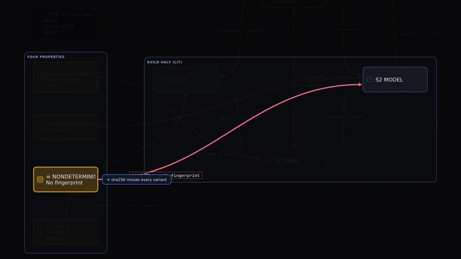Non-determinism. Same prompt, different output. Signature and hash-based defenses, the workhorse of classic security, assume a fixed fingerprint. AI doesn't have one, so the match never fires.